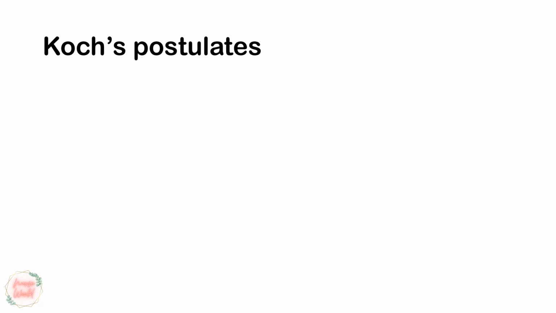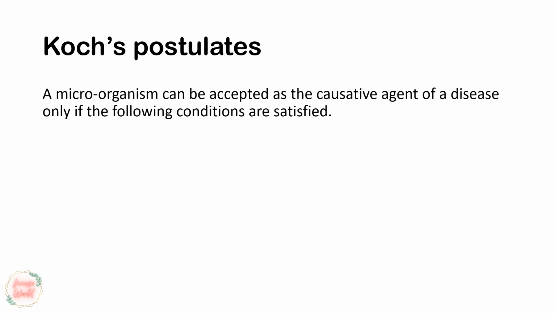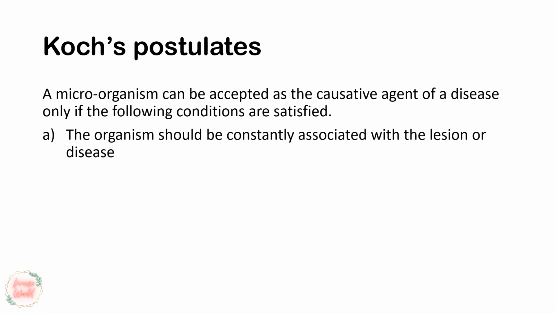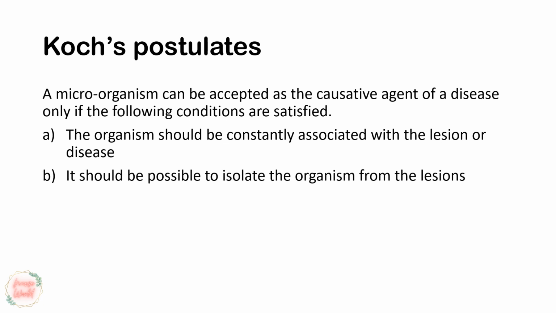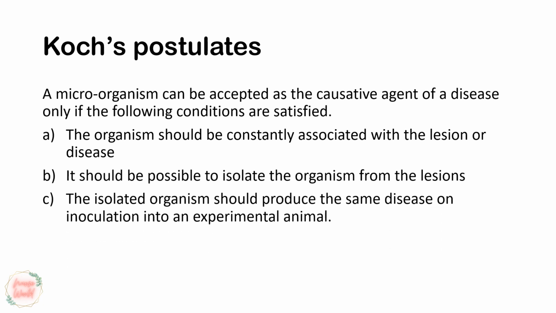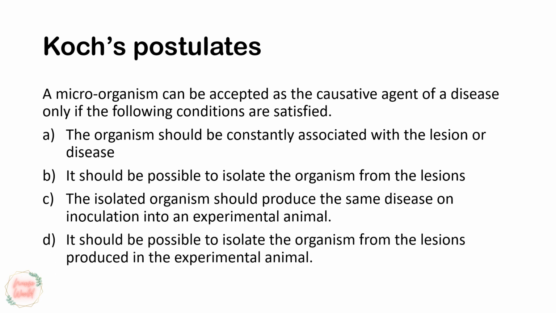Koch's postulates. A microorganism can be accepted as the causative agent of a disease only if the following conditions are satisfied. The organism should be constantly associated with the lesion or disease. It should be possible to isolate the organism from the lesion. The isolated organism should produce the same disease on inoculation into an experimental animal. It should be possible to isolate the organism from the lesion produced in the experimental animal.